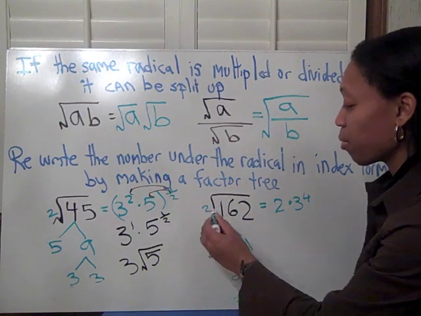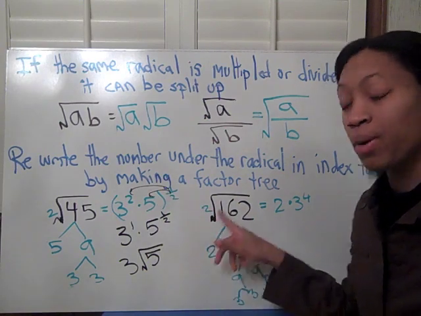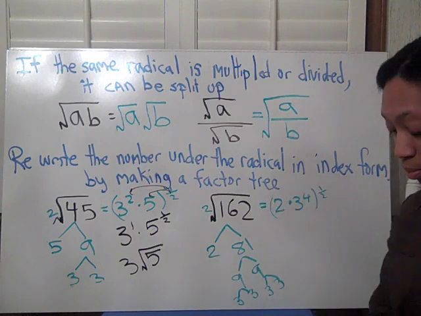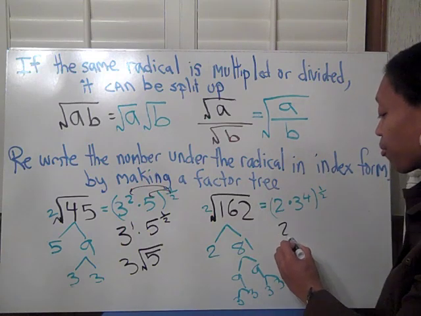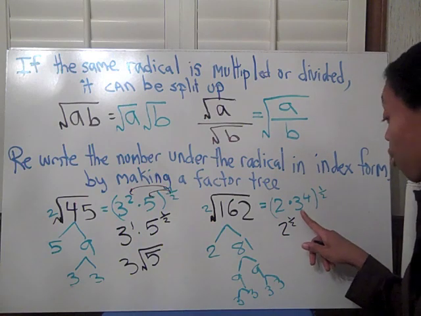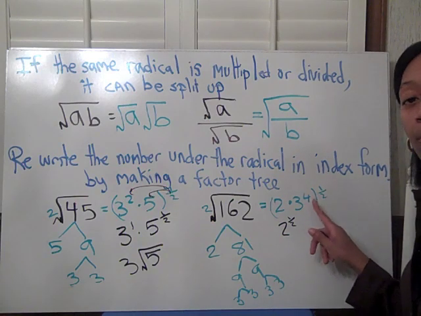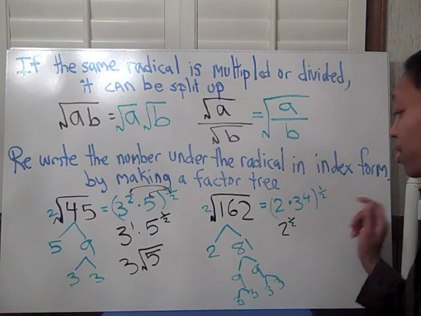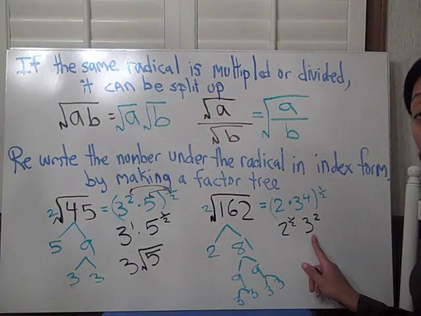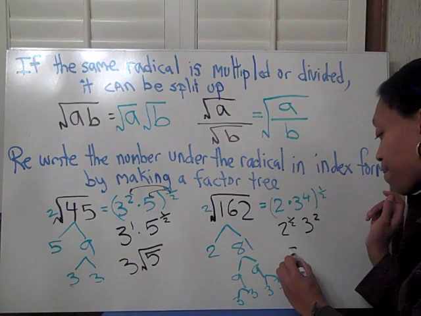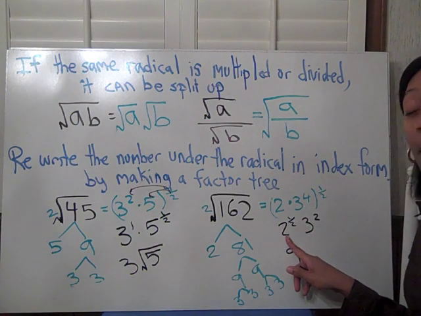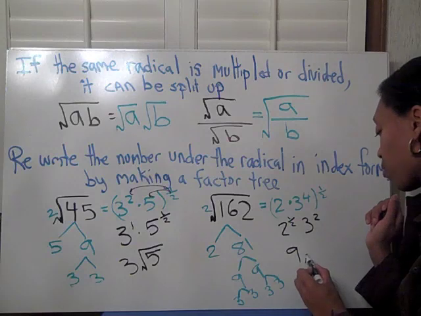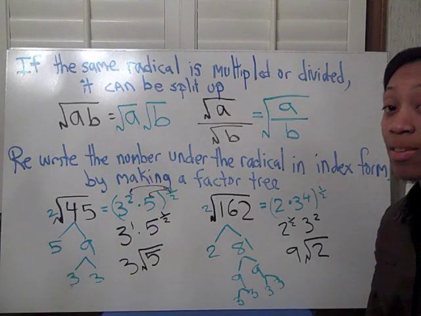I don't see a number out here, so I can assume it's a 2, to the 1/2 power. When I distribute the 1/2, I have 2 to the 1/2. But then I have 3 to the 4 times 1/2. Half of 4 is 2. 3 squared is 9. And then I'm going to go ahead and write this 2 to the 1/2 back as a root. So the answer is 9 square root of 2.